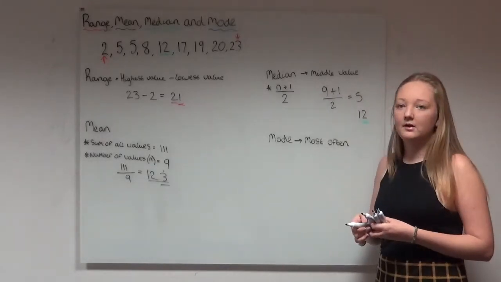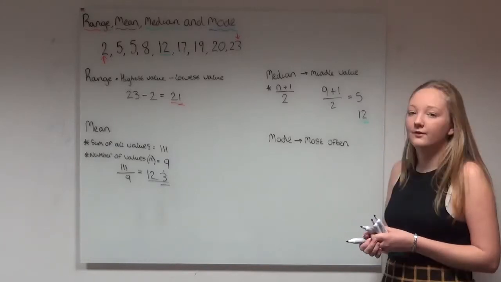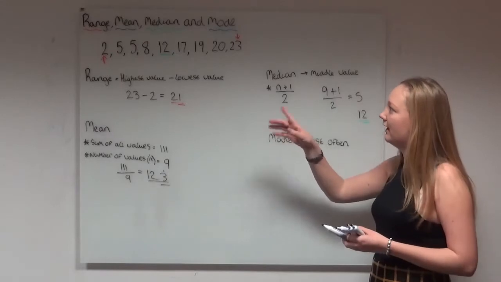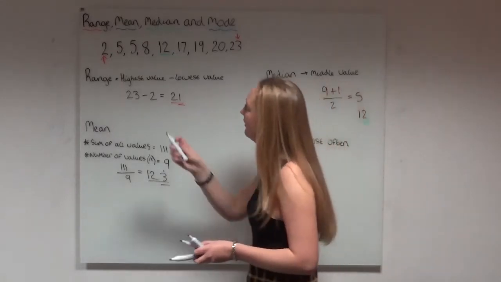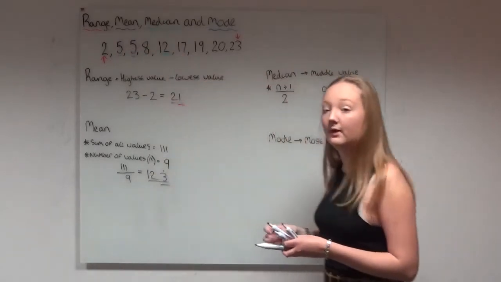And then lastly, we're going to look at the mode. Now we don't actually have to do any calculations for this, it's simply just looking at which value appears the most. So we can see that in this example we've got every number once with the exception of 5, which appears twice. So this means that the mode for this example is 5.